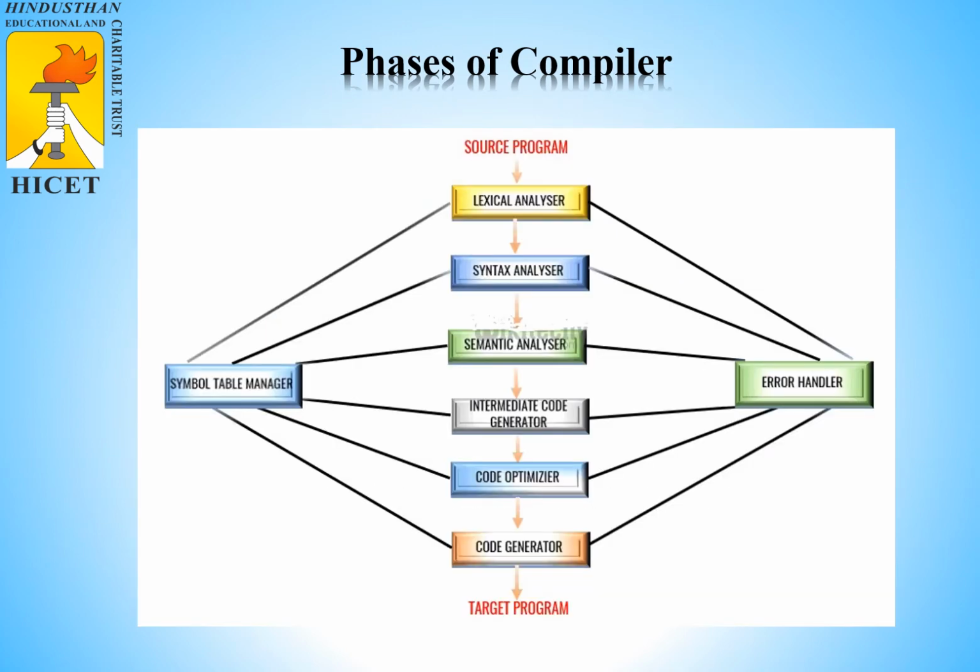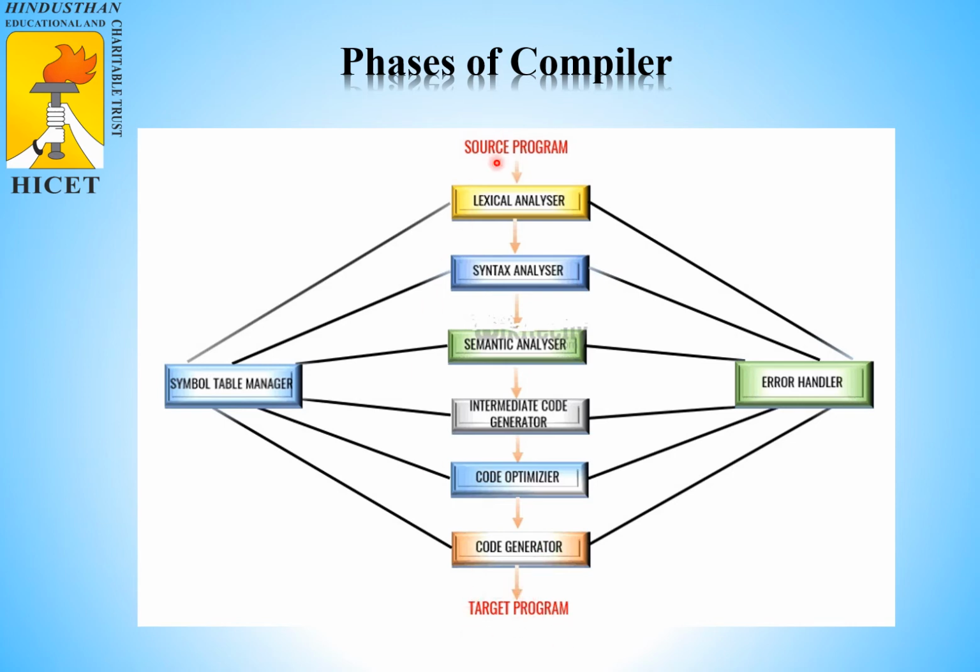This picture indicates the phases of compiler. We have the source program as an input, which in turn is given to the lexical analyzer, followed by the syntax analyzer, and followed by the semantic analyzer. All these three comprise the analysis part, and finally the output of the semantic analyzer is given to the synthesis part, which comprises the intermediate code generator, code optimizer, and code generator, and finally the target program is generated.